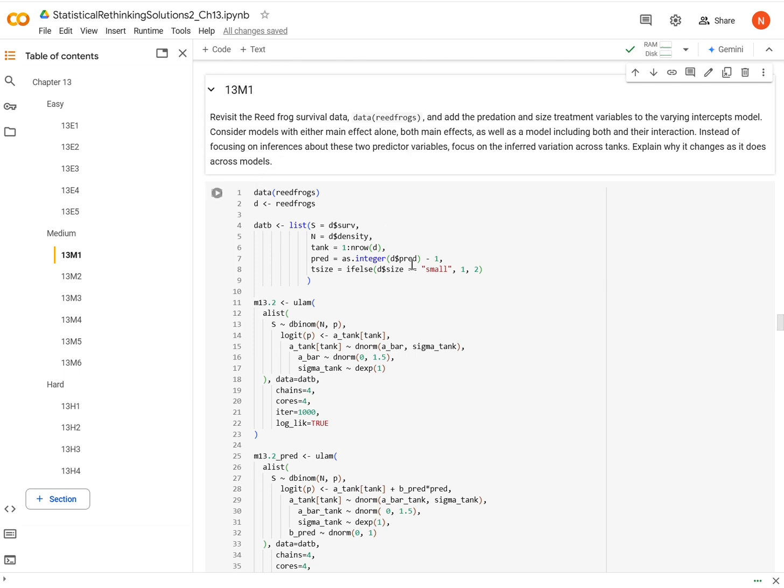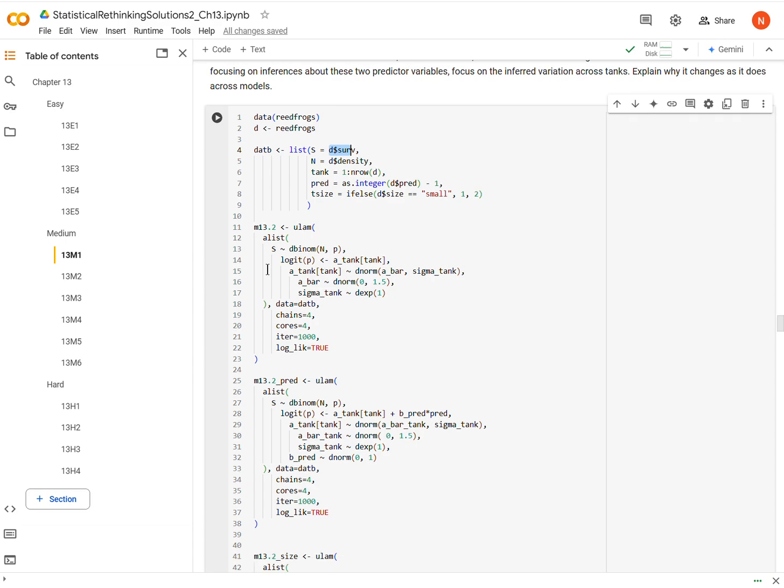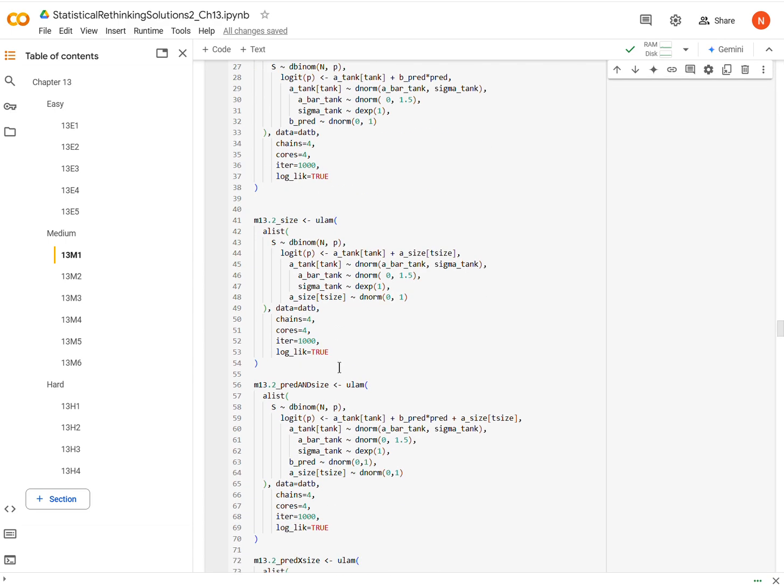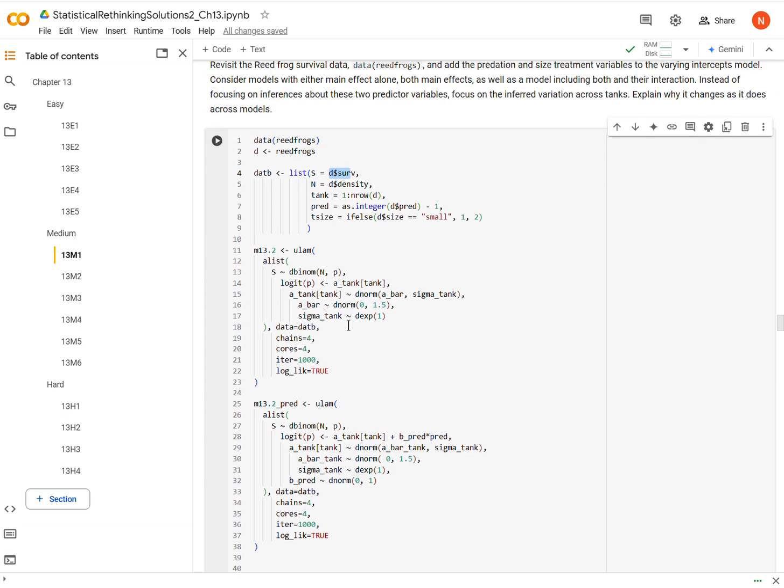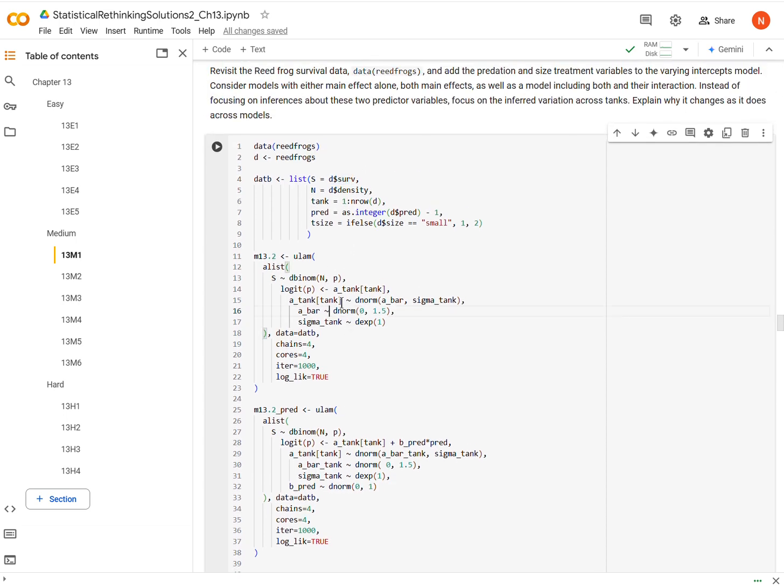So what we did here is we took the data called reedfrogs, where we were predicting survival as a function of some other variables, and we layered in these variables across several models. At the very most basic model, we just had a random intercept for each tank. And this was the model that was presented in chapter 13.